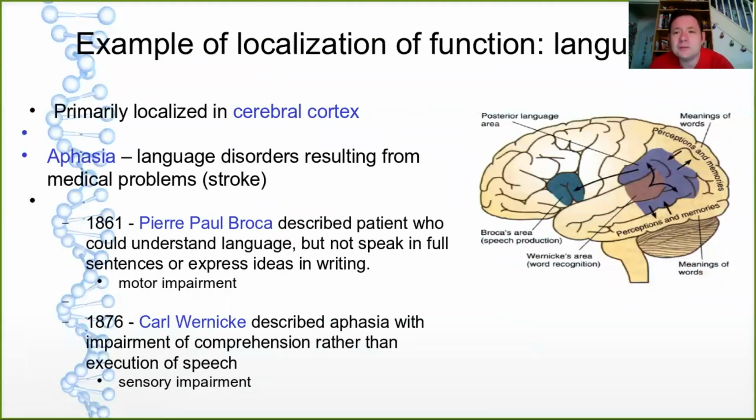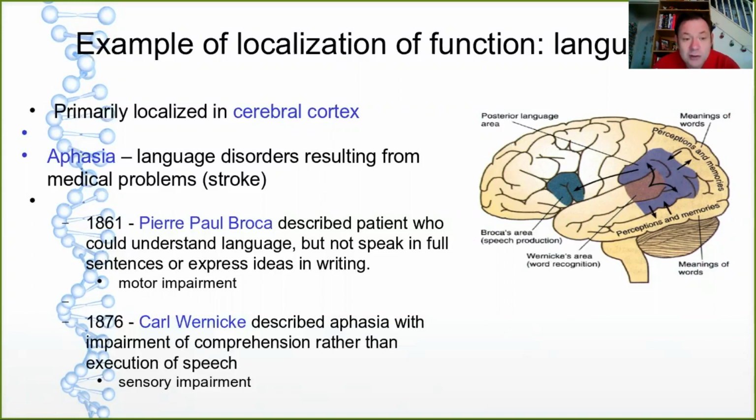Here's an example of some localization of brain function, language. Primarily localized in the cerebral cortex. There's two areas of the brain that are important for this, the Wernicke's area and the Broca's area, which I'm now going to talk about. First of all, I'll give you a term, aphasia. An aphasia is a term used to define any language disorder resulting from various medical problems. So you have an aphasia if you have some sort of language problem.